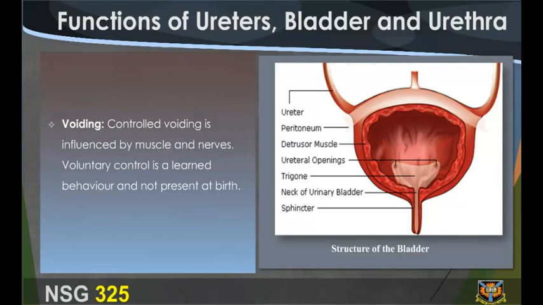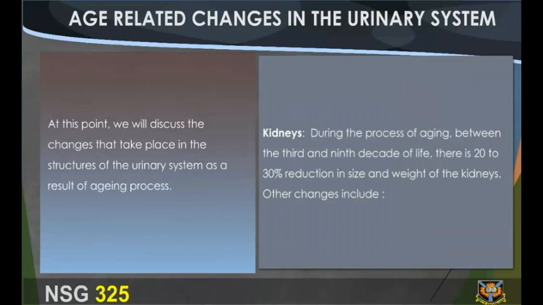Voiding. Controlled voiding is influenced by muscles and nerves. Voluntary control is a learned behavior and not present at birth.